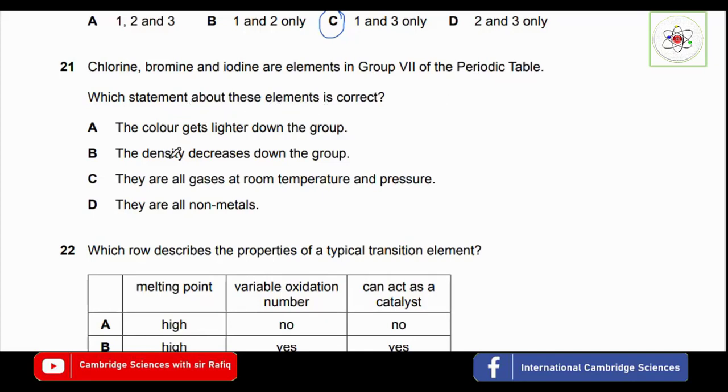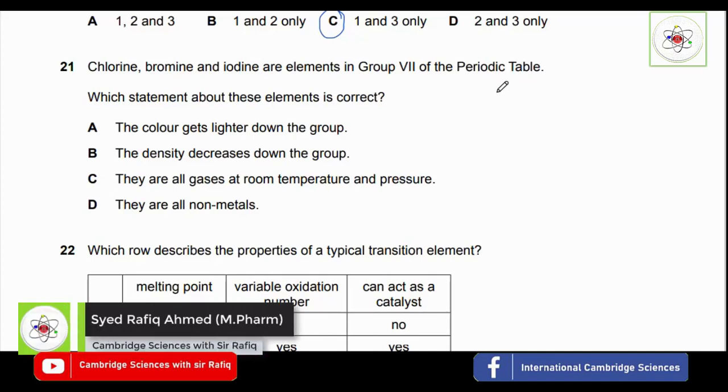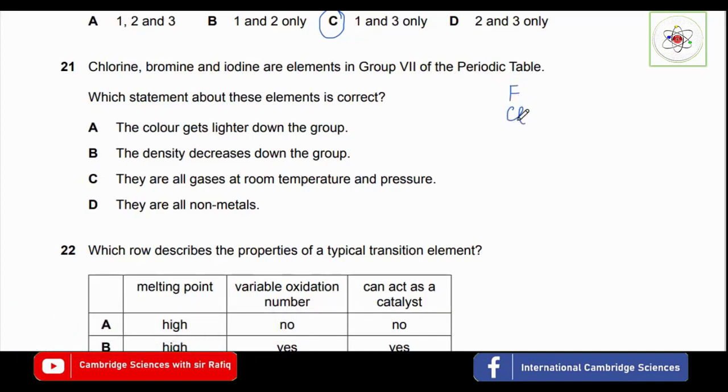So the color gets lighter down the group. No, the color gets darker down the group because fluorine is a pale yellow gas, and chlorine is yellowish green, and then bromine is a brown liquid, and then iodine is grayish black. So the color gets darker down the group.